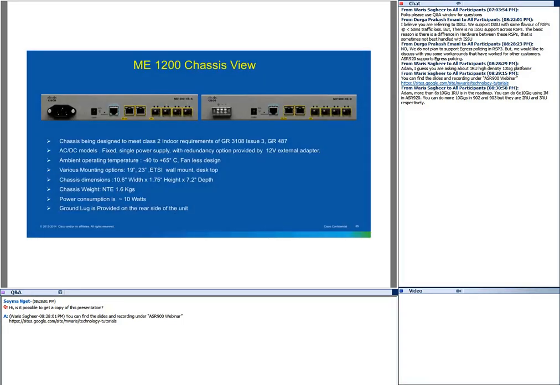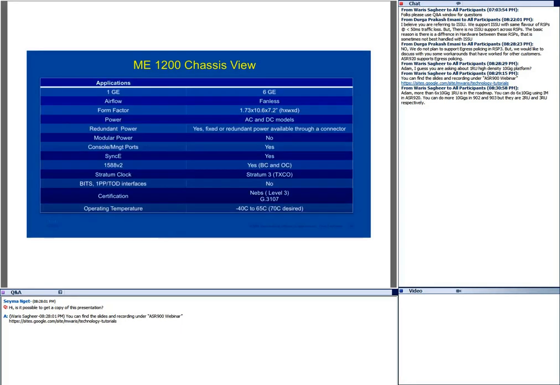So nothing more on ME1200. It has six 1 GB ports, and I'll just leave the other points as data points. Power consumption to be noted, it's approximately around 10 watts, really low for a NID. An important thing is support for timing. We have SyncE, 1588v2, both BC and OC are supported, and the quality of the clock is Stratum 3 on the ME1200.